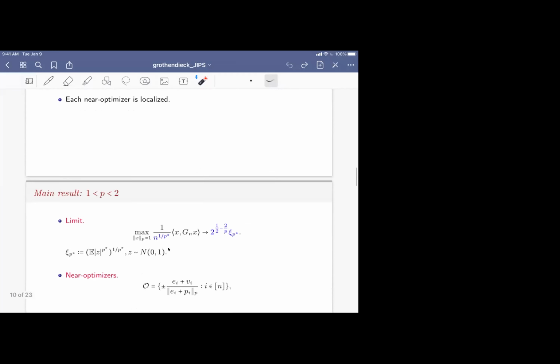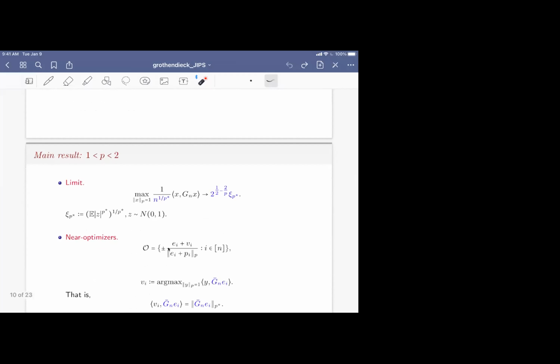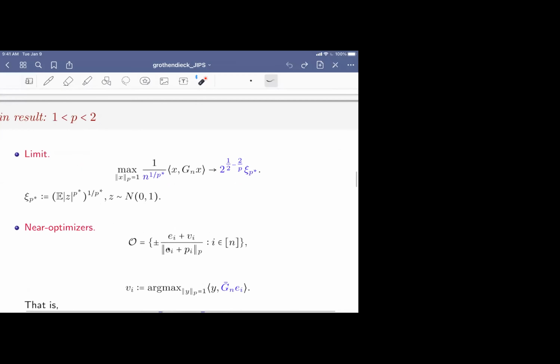Let's now move to the case when p is bigger than 1. Here the results are completely different when p is less than 2 and when p is bigger than 2. So let me divide this into two separate cases and first tell you what happens when p is between 1 and 2. In this case, note that we have to scale by n to the power 1 over p star. After rescaling, the maximum value converges to a simple constant depending on p that involves, let's say, the p star norm of a standard Gaussian. So this is a simple object.